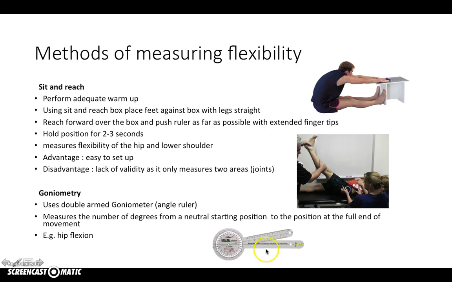Goniometry, this here is a goniometer. What this does is, as you can see the figures and the objective actual numbers, this here measures someone's flexibility. Here, they're measuring the flexibility of the hamstring at the hip joint. So you start at neutral, one of the goniometer sides that way, and then the other on the stretched limb, and that will give you an actual measure there. So it measures a number of degrees from a neutral starting position to the position at the full end of movement. These are two methods of actually measuring our flexibility.